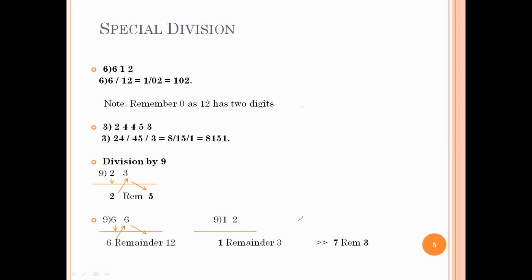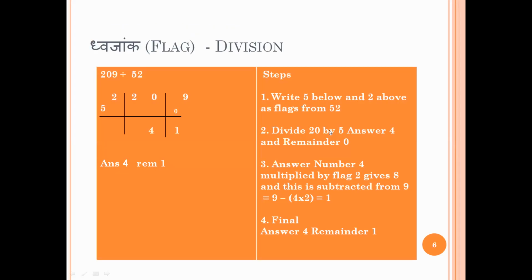Yes, sir. It's clear. It's a very simple technique. Divide by 9. Okay, now let's focus on the more detailed method for any number, called the crown jewel of Indian mathematics, or Vedic mathematics. This method is called the flag technique, or Dwajank technique.